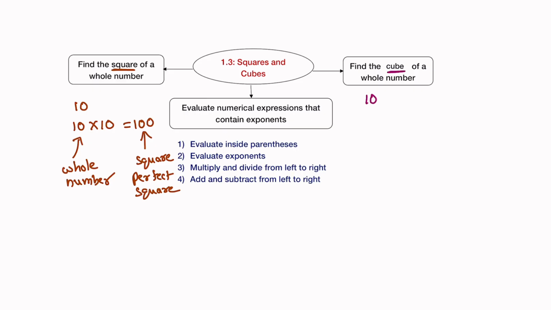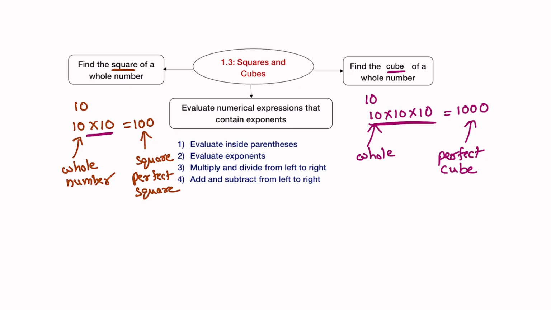For 10, for example, we will say 10 times 10 times 10. So this is thrice. Here it was twice. So this becomes 1000. Okay, so for square, we do only twice. For cube, we do it thrice. And this will be called a perfect cube, right? As that was called a perfect square, this is a perfect cube because 10 is a whole number. So the logic remains the same. So that's how you do square and cube.